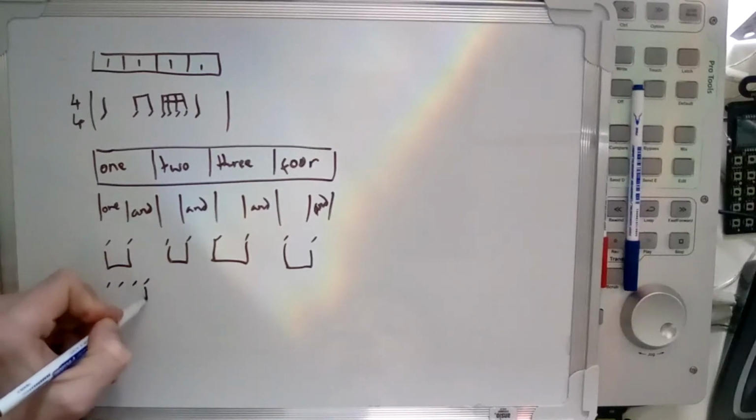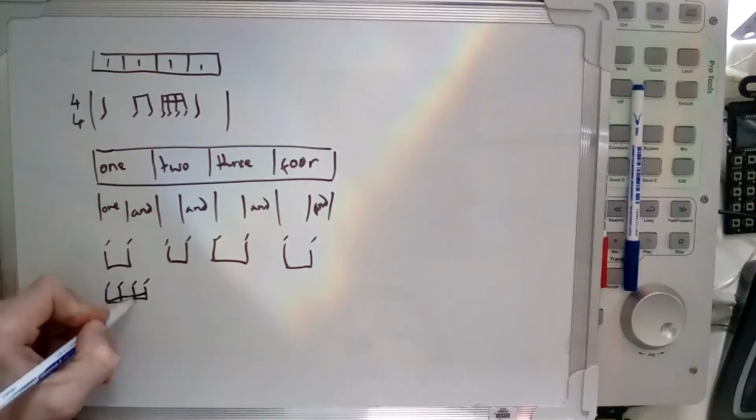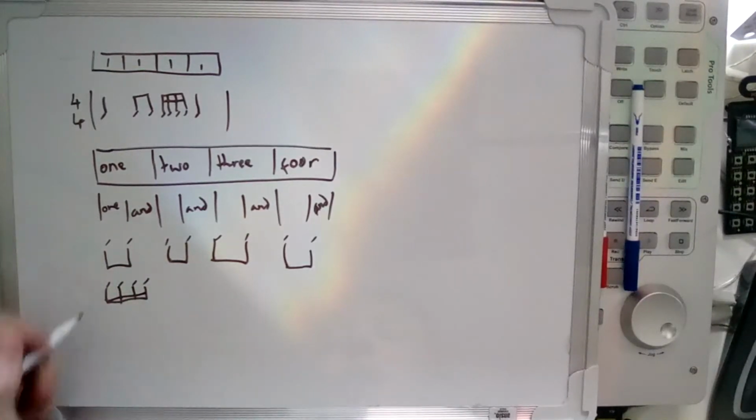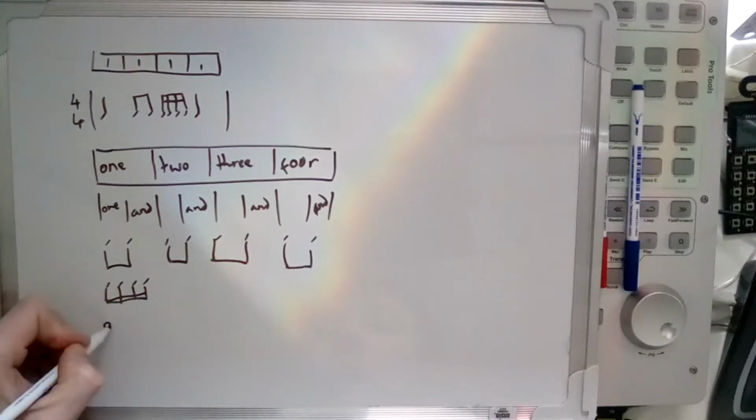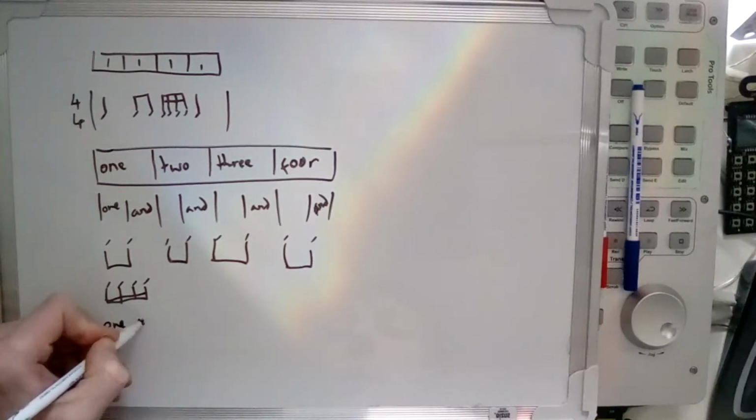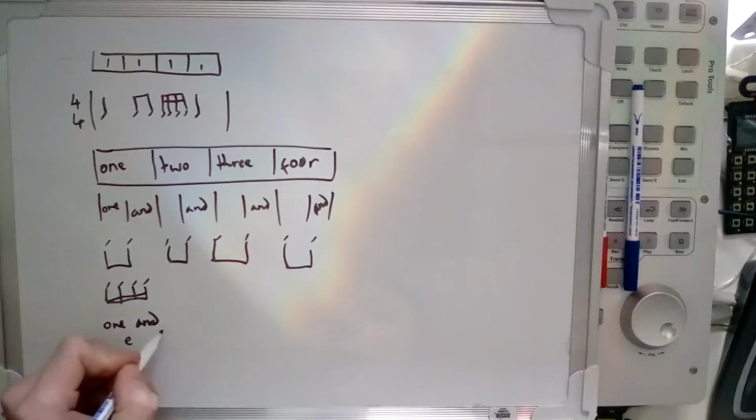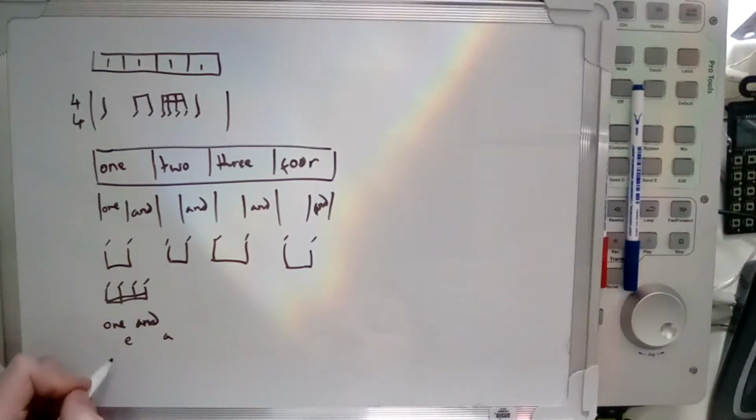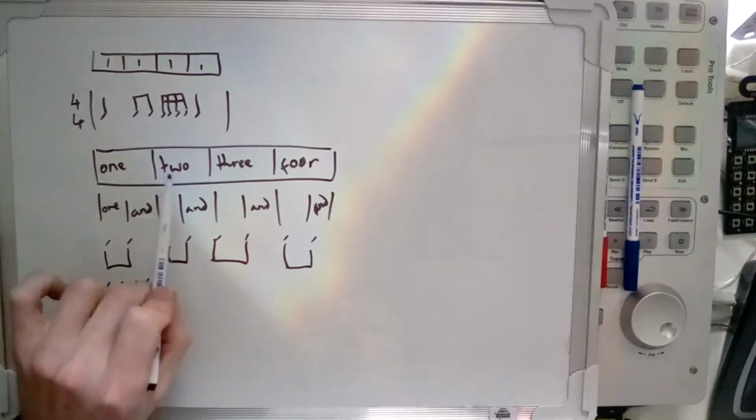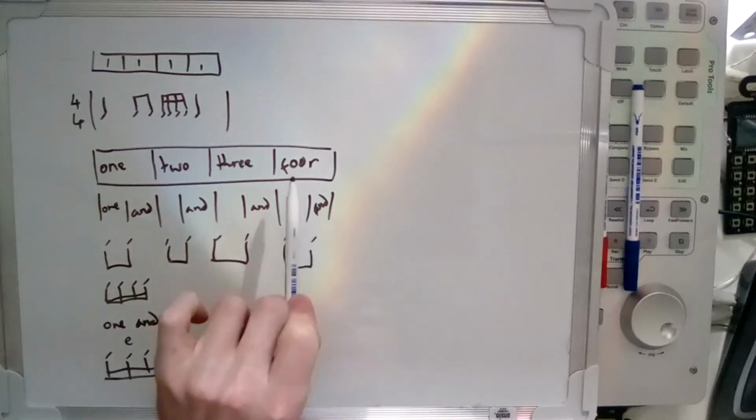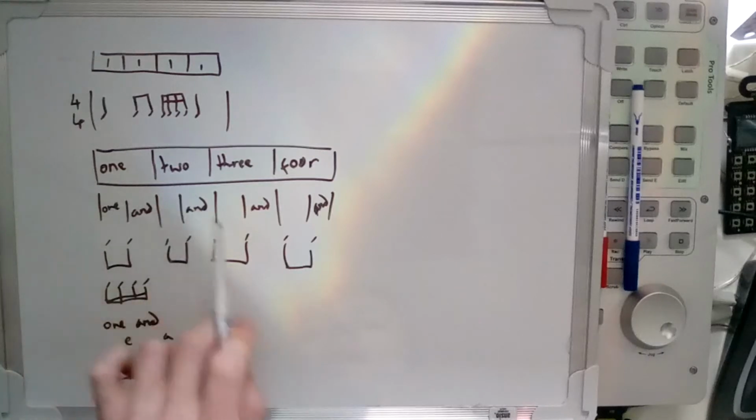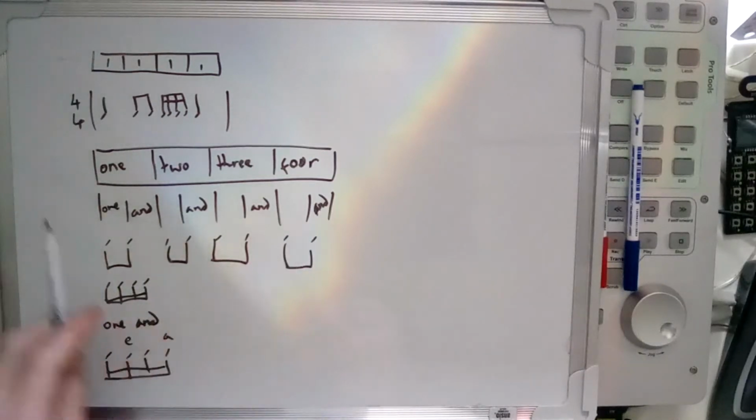But you might say, how do we then count the semiquavers inside of that? Well, we have more words for that. We still have one and, but we add inside of that E and A, so that our semiquavers become one E and A, like so. One E and A, one E and A, one E and A, two E and A, three E and A, four E and A, one E and A, two E and A, three E and A, four E and A.